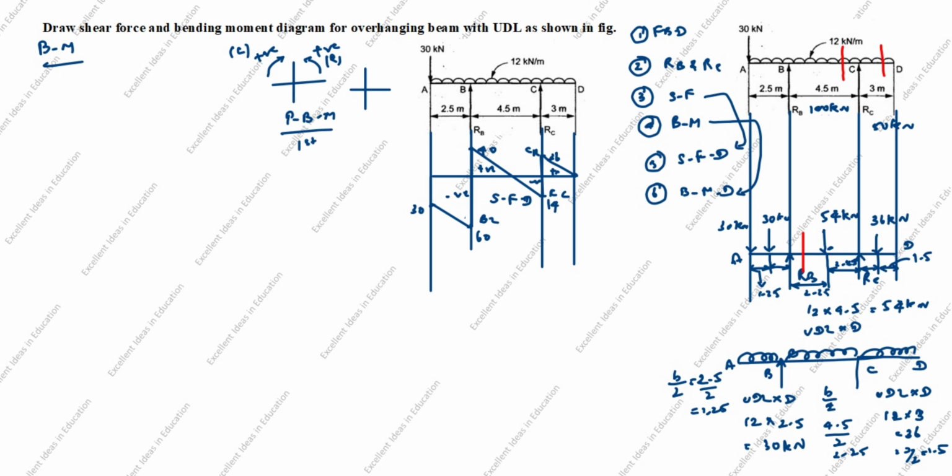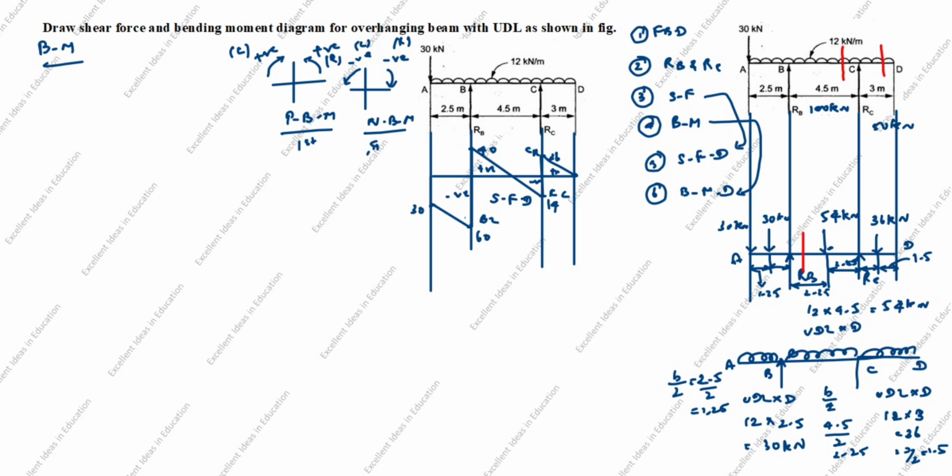Second one, negative bending moment. It goes anti-clockwise is negative on the left side. It goes clockwise is negative on the right side. Negative bending moment.